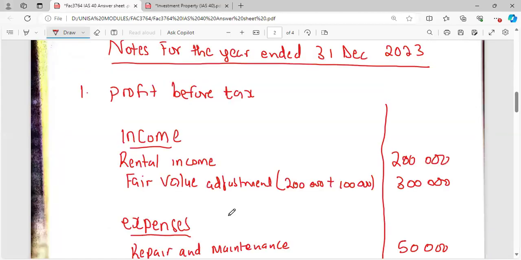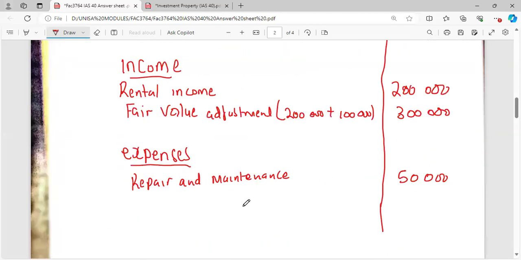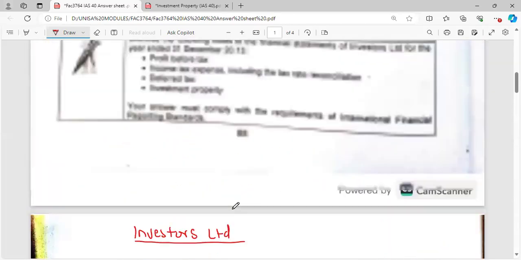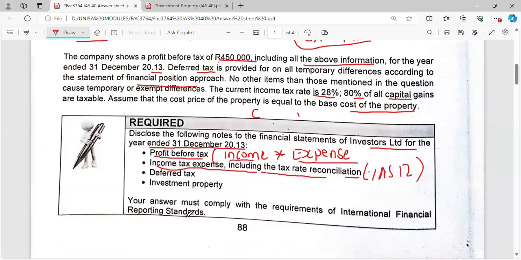Even if it is an exam and you miss one, you are still going to get a good mark. So what is important is to know how to answer the question. What information do I need to answer the question? Then from the scenario, you can pick, even if you miss some of the information, you will see that you're still going to pass, because you already know what you want from that particular information. Right? If there is no question on profit before tax, we can go to income tax expense.